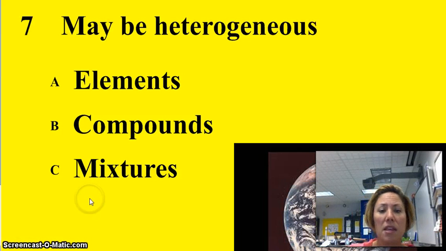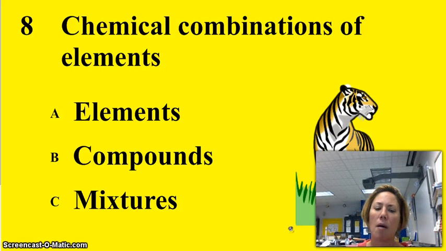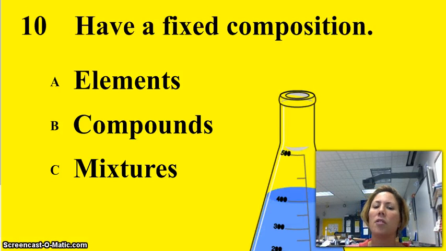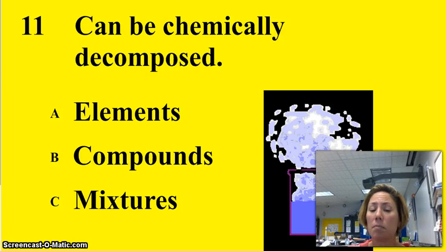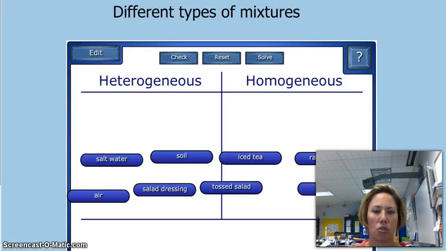Number 7, these may be heterogeneous. So they can look like there's more than one thing present in the container. Number 8, these are chemical combinations of the elements. Number 9, these cannot be decomposed. Number 10, these have a fixed composition. Again, to have a fixed composition means that there's only one way to make them. Number 11, these can be decomposed chemically. Who is that true for? Number 12, these have a variable composition, which means their composition may change.